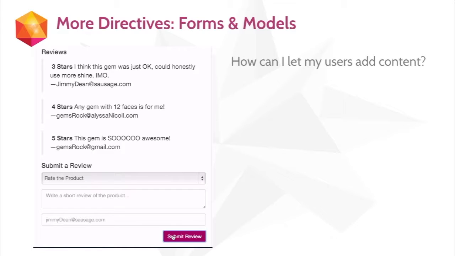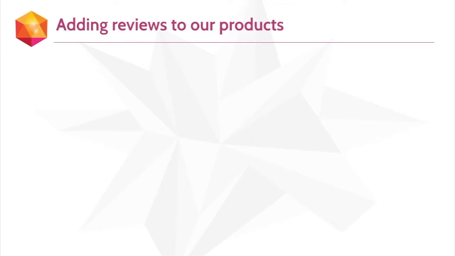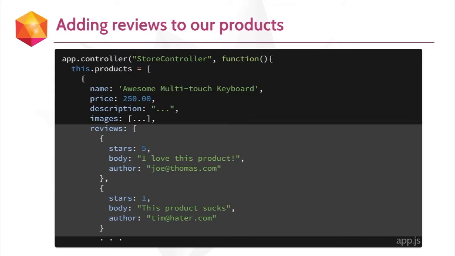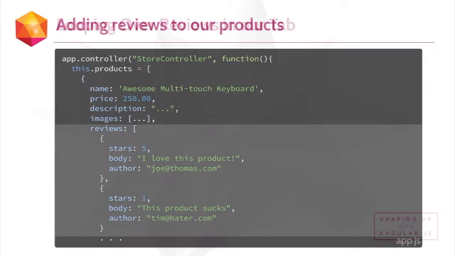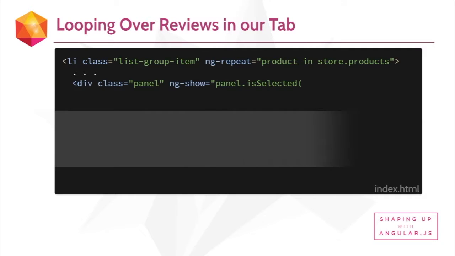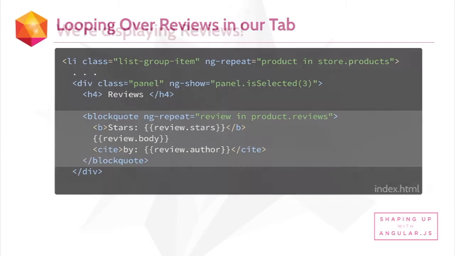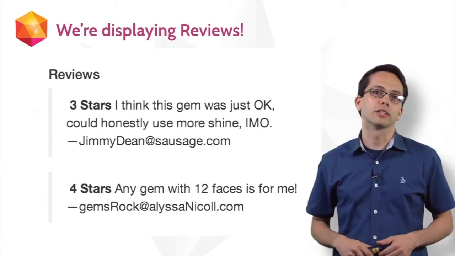Let's figure out how to do this. We haven't dealt with reviews before. Here you can see we just added it to our products array. So you can see each product has an array of reviews, which each have properties. Next, inside of our reviews panel, we'll simply do another ng-repeat for review in product.reviews. So this is another loop inside of our original product loop. And inside there, we'll print out the review stars, review body, and review author. If we call this up in our browser, here's what our reviews would look like.